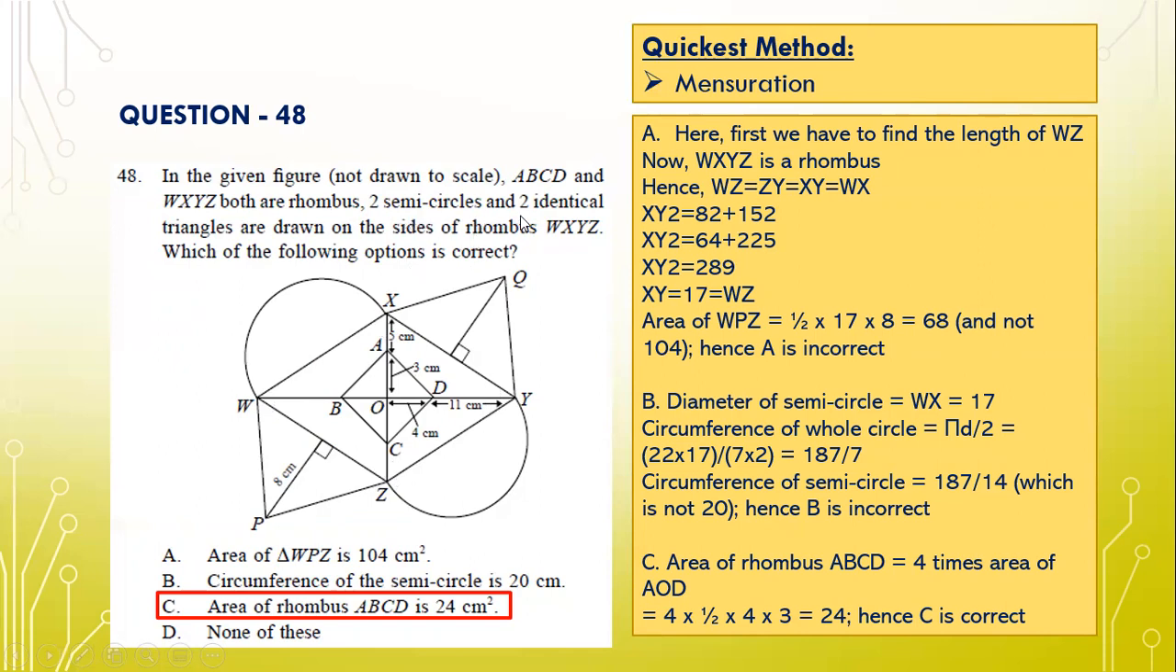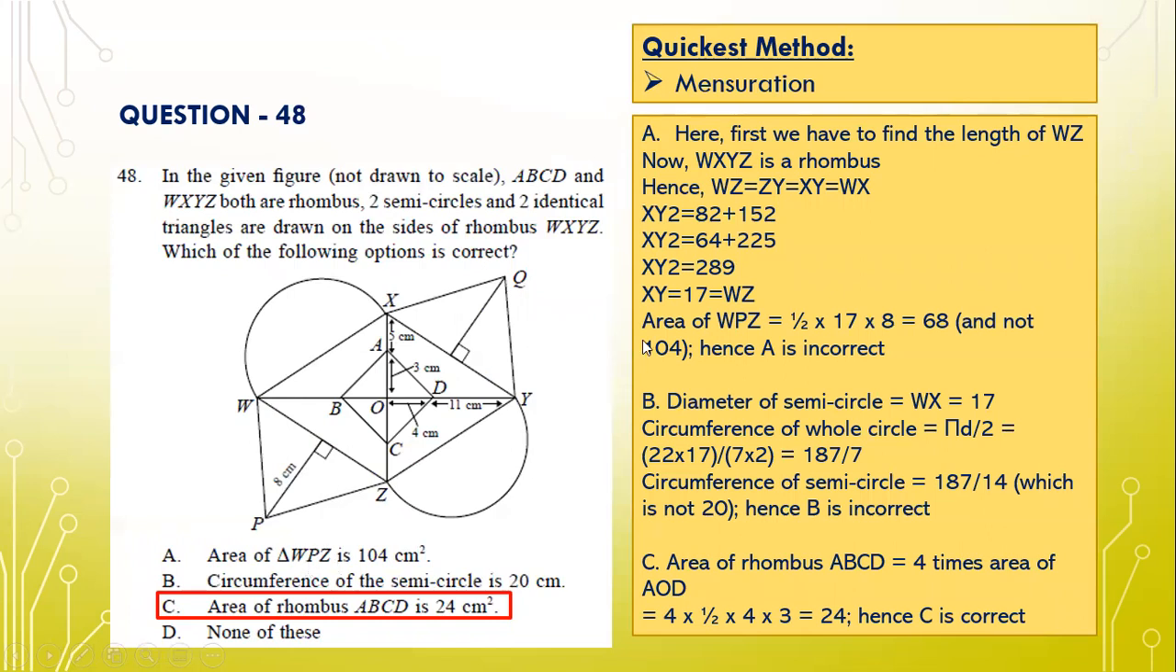Two semicircles and two identical triangles are drawn on the sides of the rhombus. They are drawn on the sides of the rhombus like this. These are the two triangles and these are the two semicircles. Which of the following options is correct? Okay, so let's start solving.